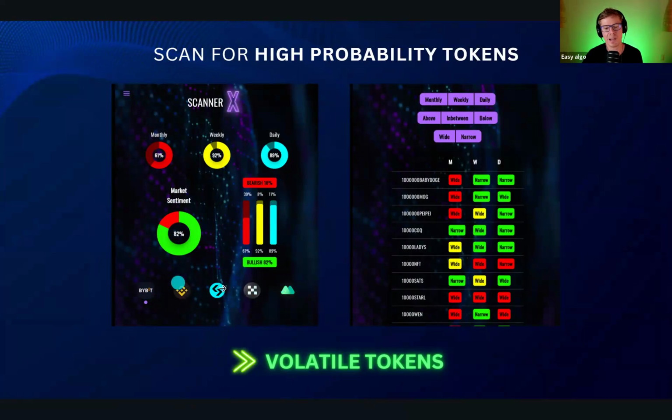So if you're on Bybit, Binance, BitGet, Mixi, or what's this other one? So it's got 5 exchanges. OKX, I think we are there. That's OKX, yeah, OKX. Thanks for that.